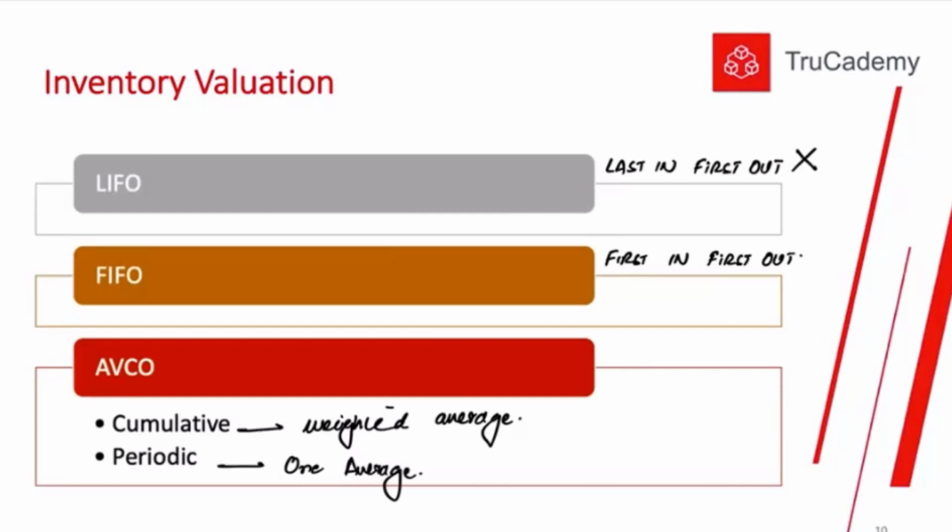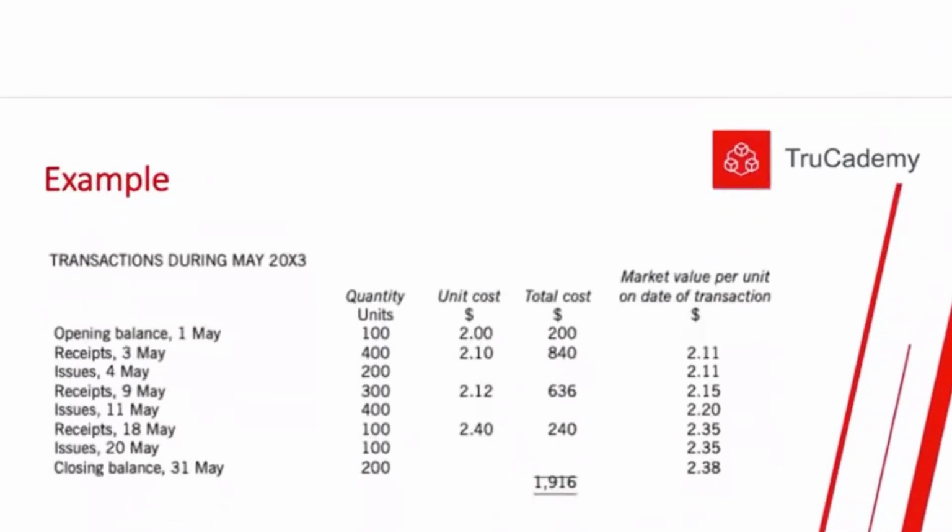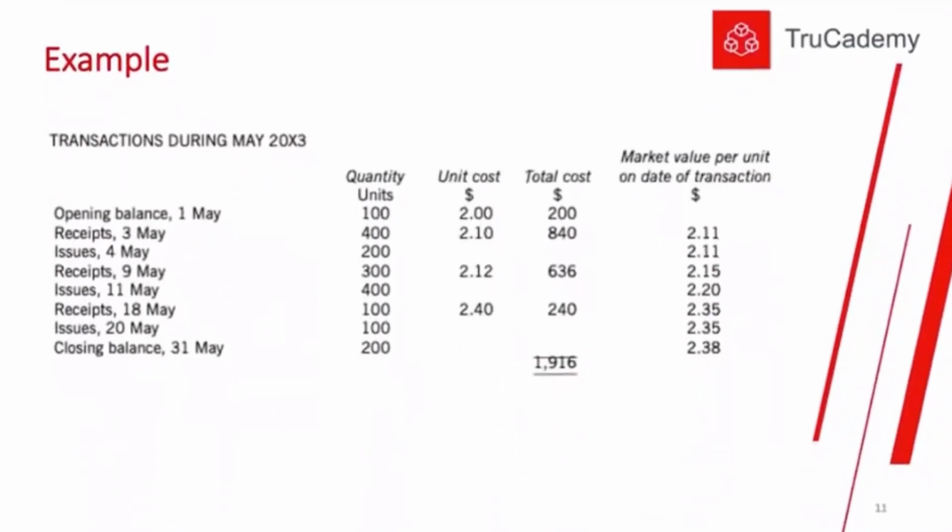I am not going to solve this question, but there is a question here. Here's a very good example. You have to take the same example and, over the same data, first you need to do the working of FIFO, then you need to do workings for LIFO, and then you need to do workings of AVCO. In AVCO, first for cumulative and second for periodic.